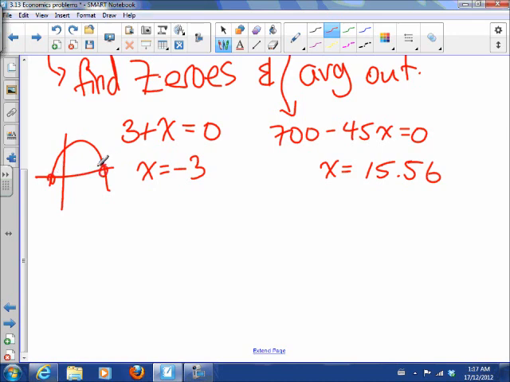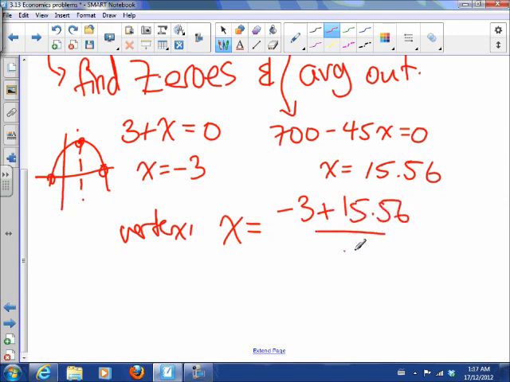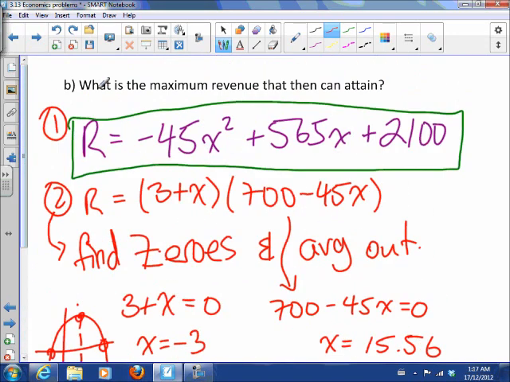So I have -3, 15.56. The vertex will happen right there, in between the two zeros. Okay? So that means what I have to do is average these out. So for the vertex, the x-coordinate is -3 plus 15.56 divided by 2, which is 6.28.